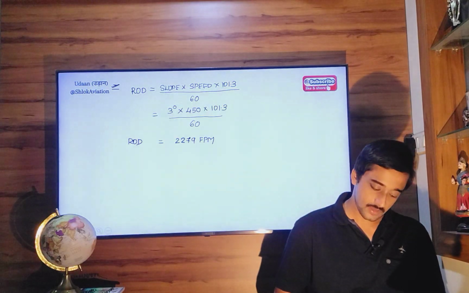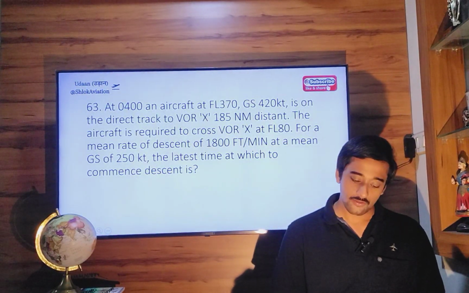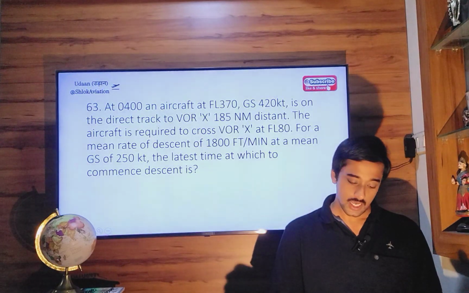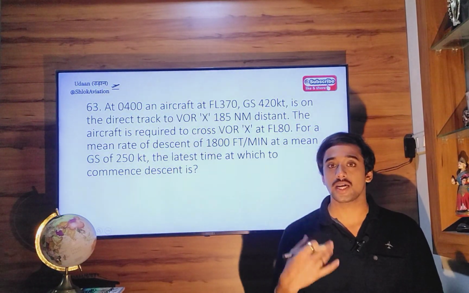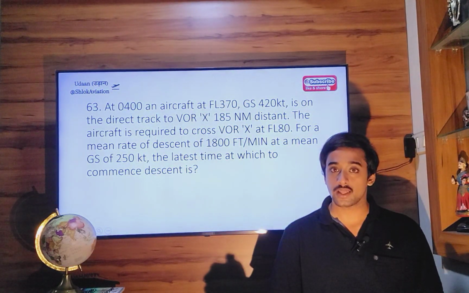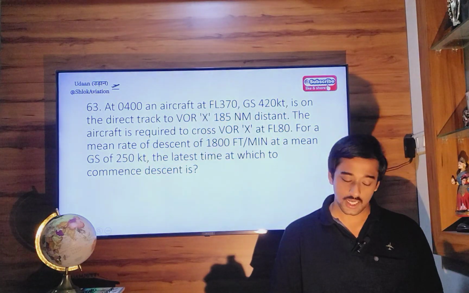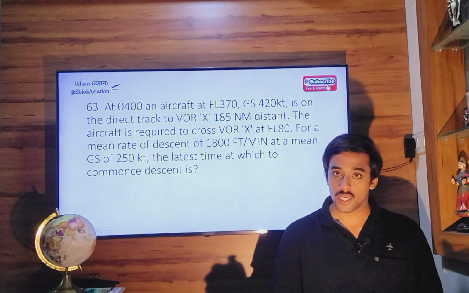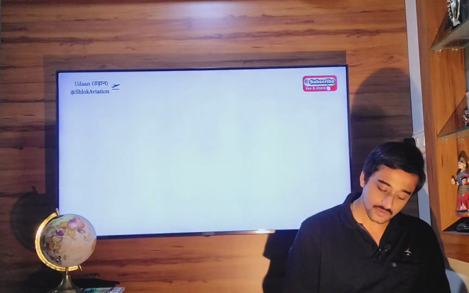At 4 o'clock, aircraft is at flight level 370. 420 knots is the cruising speed, is on direct track towards a VOR which is 185 nautical miles ahead of it. The aircraft is required to overfly VOR at 8,000 for a rate of descent of 1,800 feet per minute and a descent speed of 250 knots. The latest time at which to start descent is what?